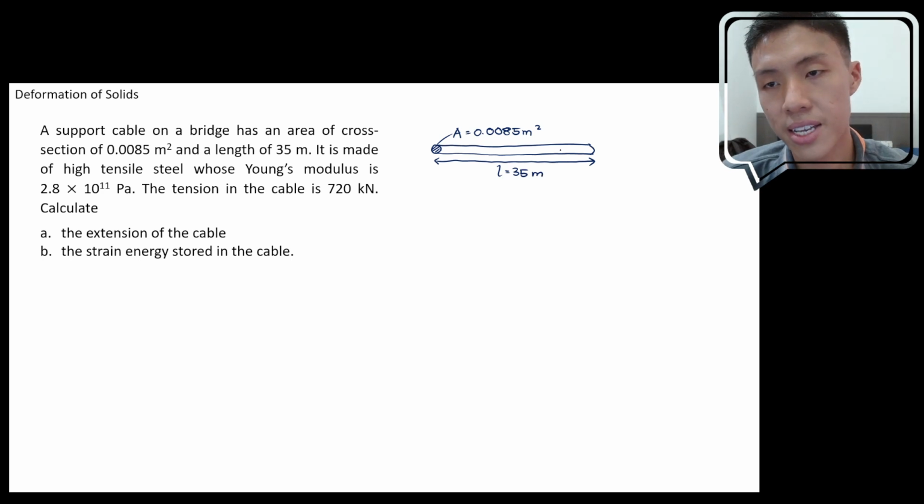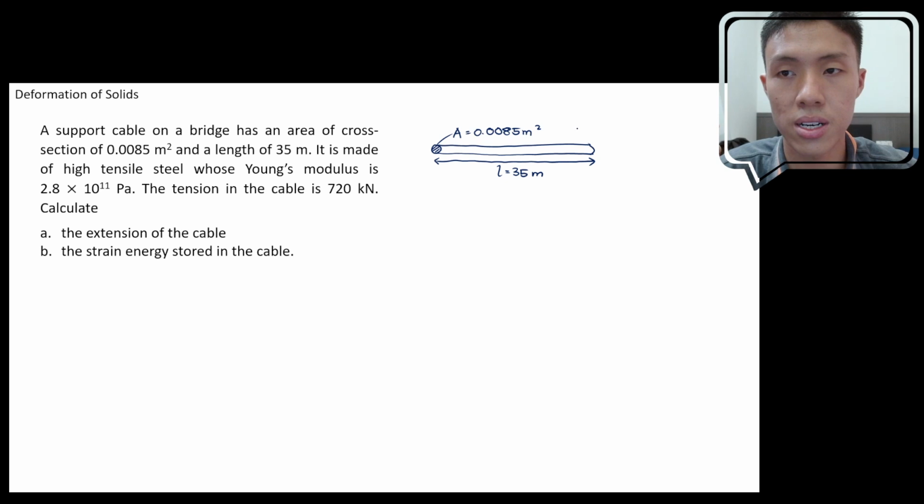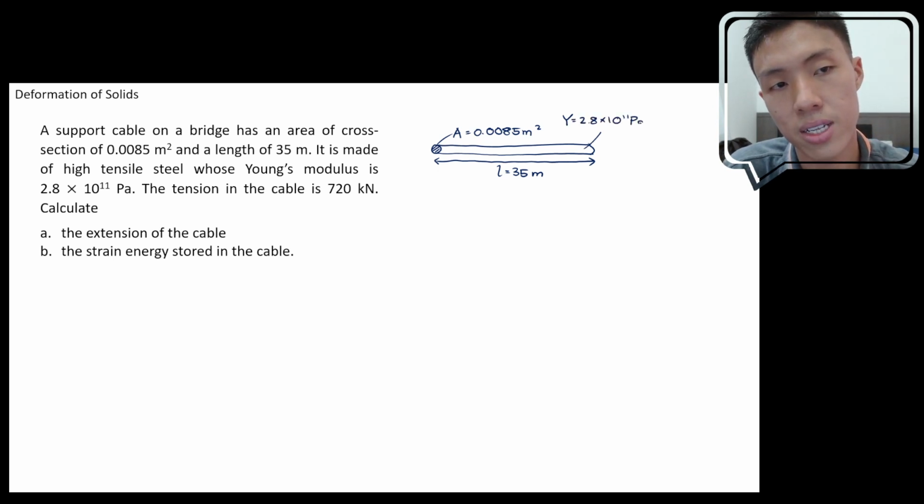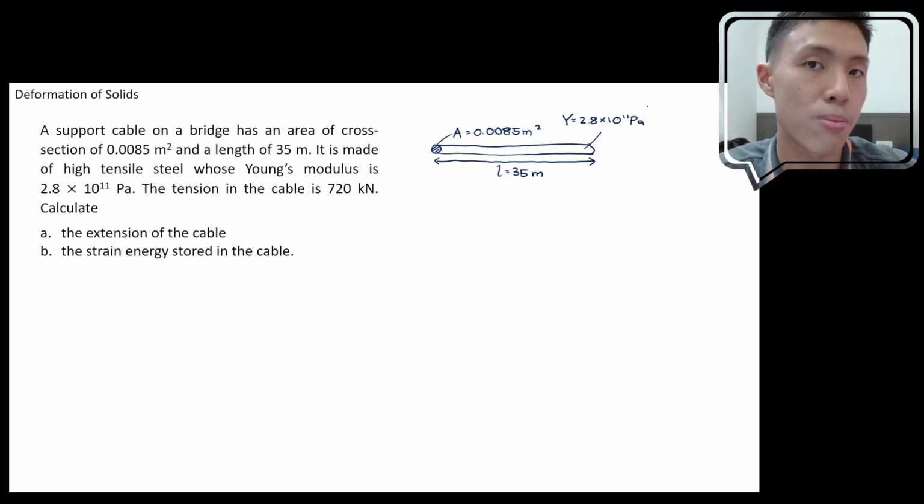It is made of high tensile steel, so this is a kind of steel that we use to make this cable over here. And for this material here, the Young's modulus is 2.8 times 10 to the power of 11 Pascal. So that's the Young's modulus of this particular material.